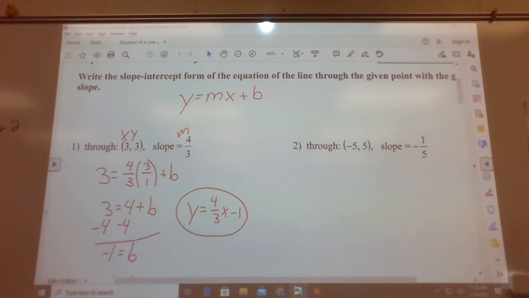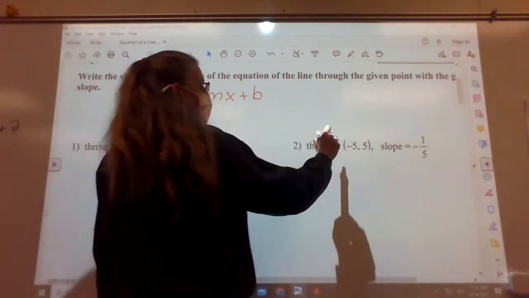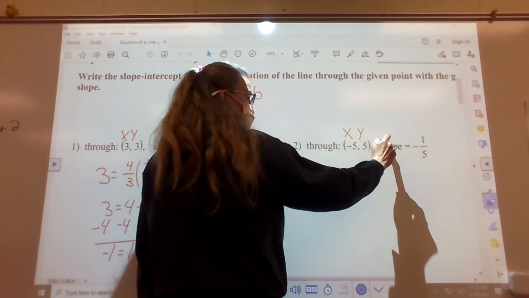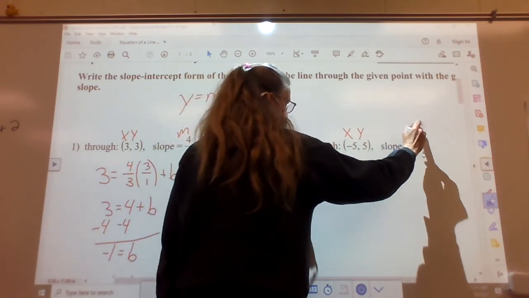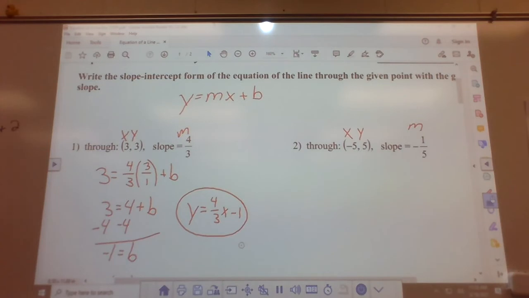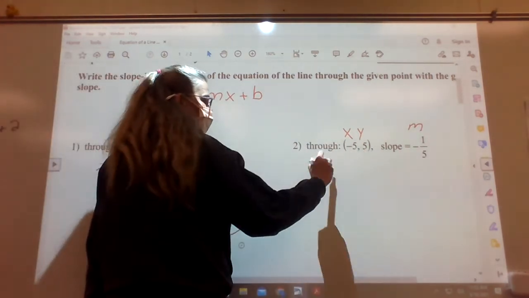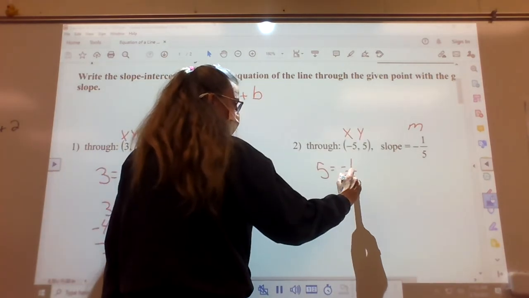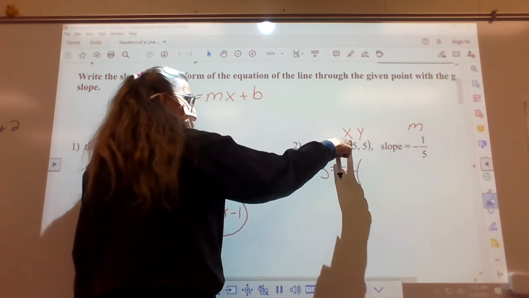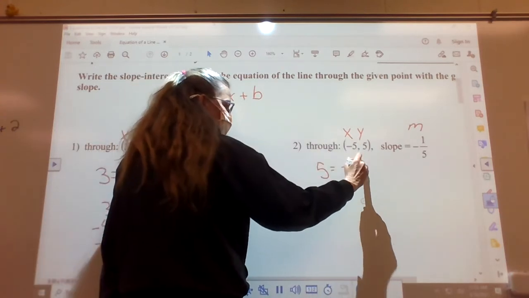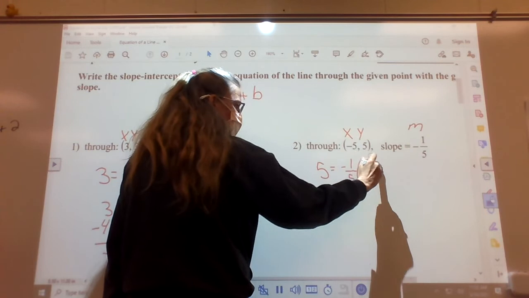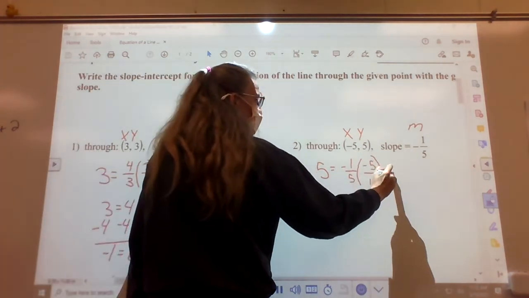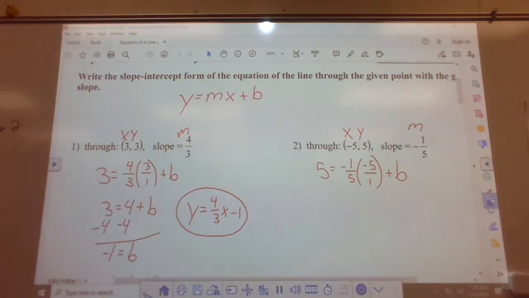So number 2. Again, I've got a point. So this point is xy. I have a slope. Slope is always m. I'm going to plug everything into y equals mx plus b. So y, which is 5, equals m, which was the slope, times x. Again, it's a fraction here, so I'm going to write this as a fraction. Like I said, it just makes it a little bit easier, I think. So -5/1. I don't know the b. That's what I'm trying to figure out.